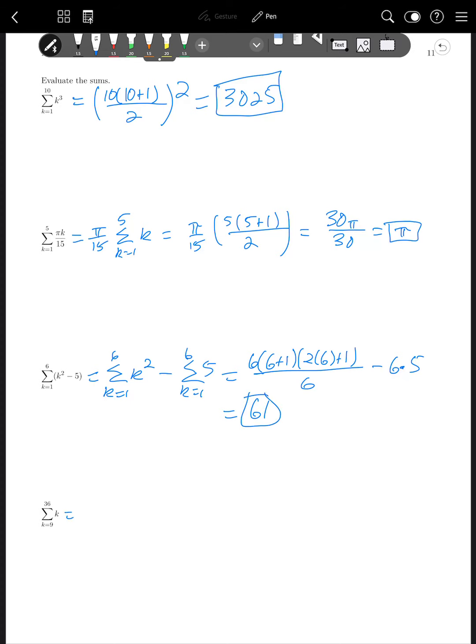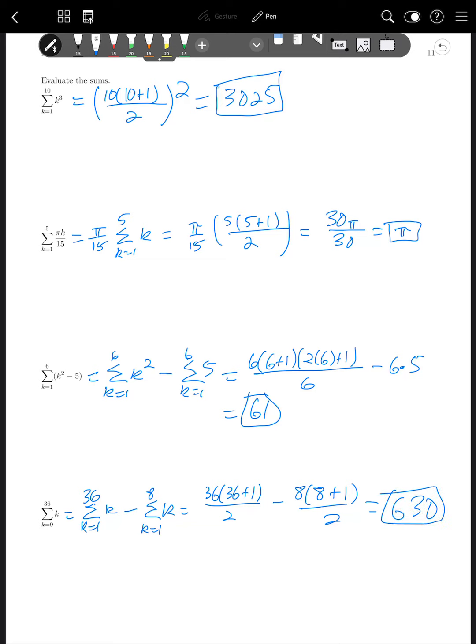And then for the last one, we need to use the last rule we talked about, which is this doesn't start at 1, so I need to fix that. So that'll be the sum from k equals 1 to 36 of k minus the sum from k equals 1 to 8 of k. And now we can use the rules for k. So this is 36 times 36 plus 1 over 2 minus 8 times 8 plus 1 over 2. And so that should be 630.